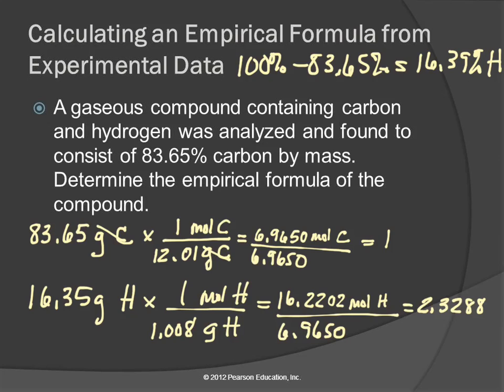Why did you do that? I'm looking for the ratio. So I'm taking the bigger one and dividing by the smaller one. Because I don't want to end up with more fractions. I want to end up with whole numbers. And so this is a step in the right direction. This is better. Here we've got this one divided by itself is 1, and this one divided by the other one is 2.3288. So you take all of them and divide by the smallest.